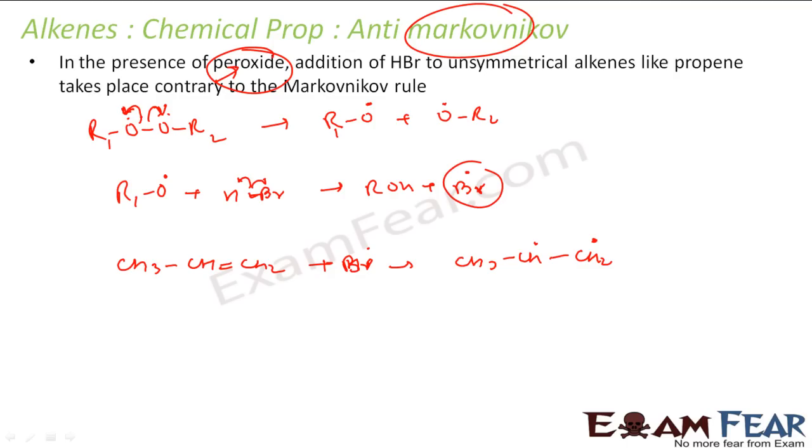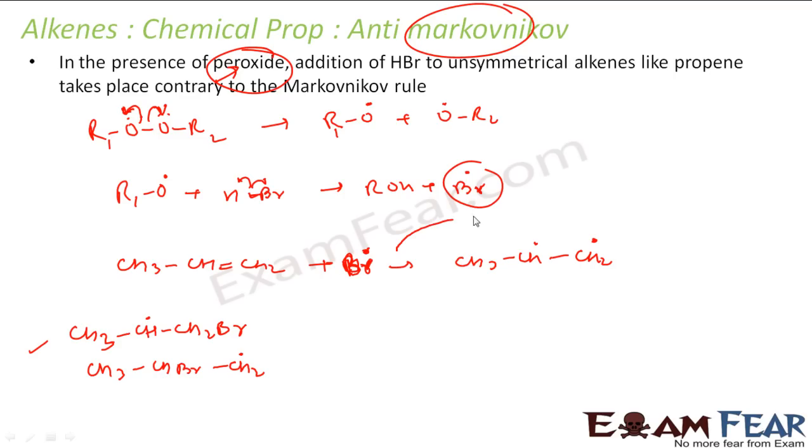So the question is, where should bromine add? Because now I'm getting bromine first. Bromine will add first. Correct? I have a Br free radical. So if Br adds here, I get this compound. Let's suppose I have two possibilities. One is if Br adds at the terminal carbon, I get this. If Br adds here, I get this. Correct? Now out of these, which one is more stable? Obviously this one. So this is more stable, so this will be formed.